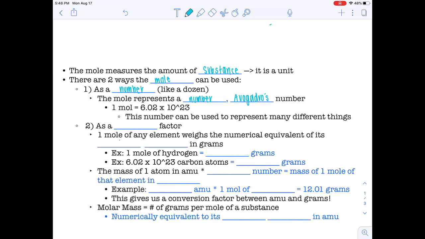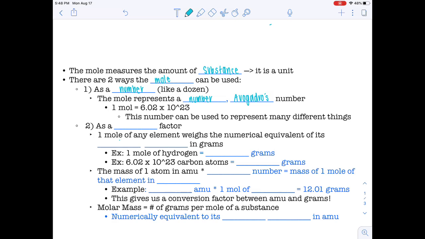Now, 1 mole is 602 sextillion. That's really, really, really big. But we also have to remember that molecules are extremely small. So 1 mole of molecules of H2O is only equal to approximately 18 milliliters. That's just because molecules are so small.